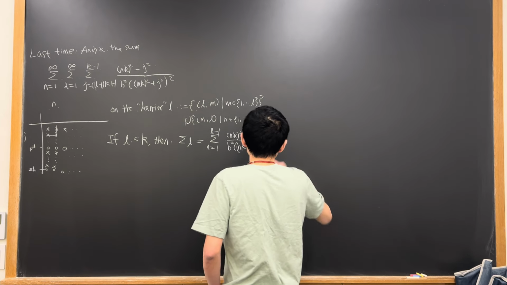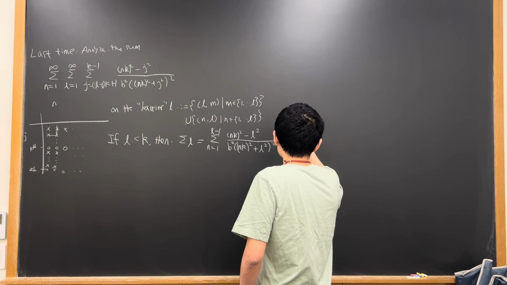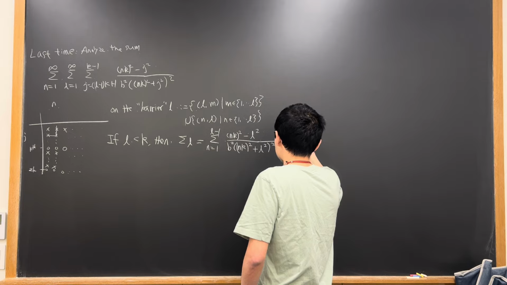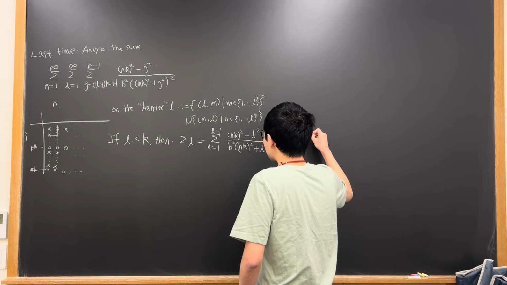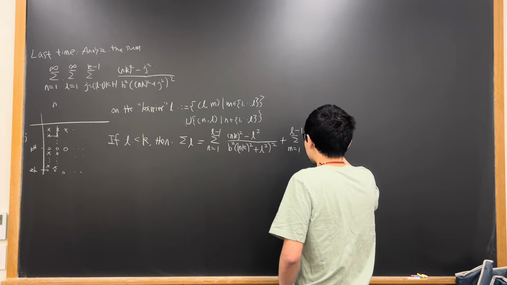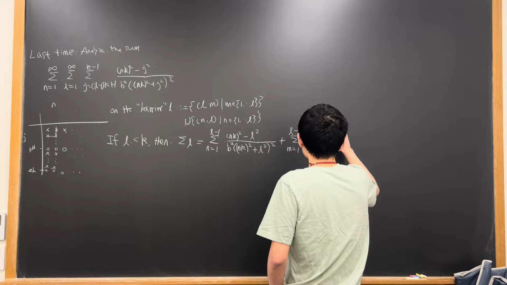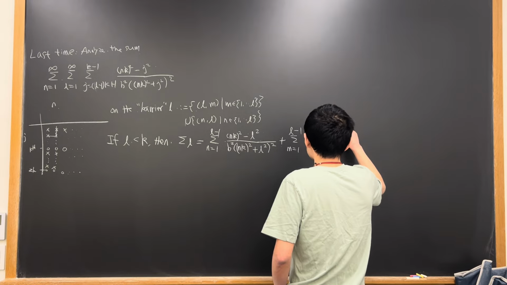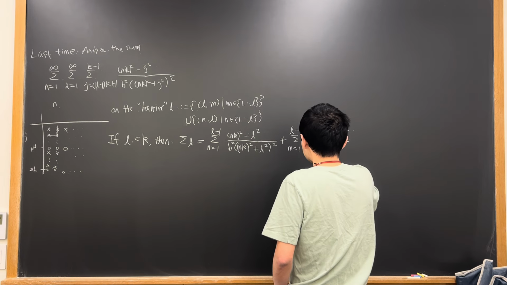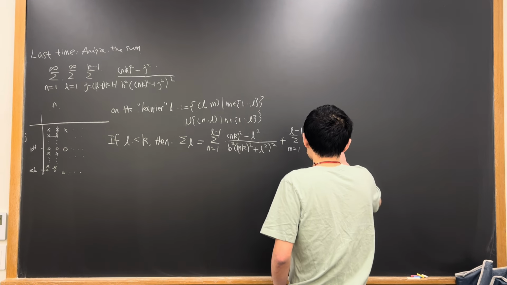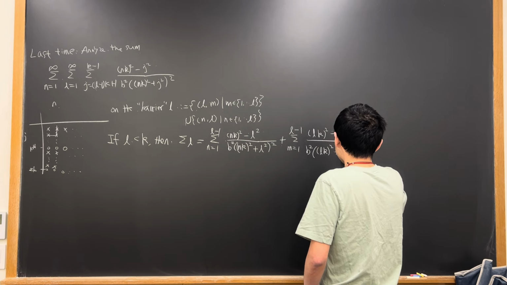and then plus, in this scenario, we are summing over the vertical one, right? For the vertical one, I'm using m from 1 to L minus 1, and I'm fixing n to be equal to L, so (Lk squared minus m squared) over b squared times (Lk squared plus m squared).